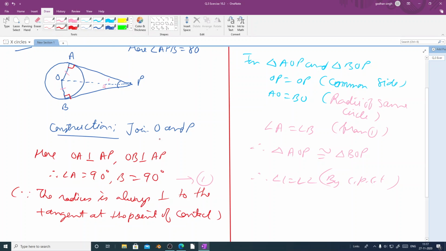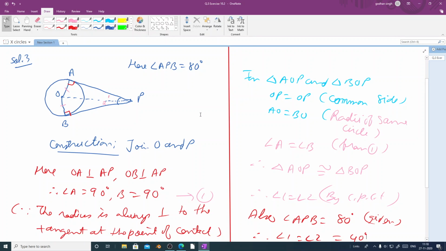Now, also what we have is angle APB is equal to 80 degrees, that is given to us. Therefore, angle 1 equals angle 2 equals 40 degrees. Here from the figure also we can see this combined is 80 degrees. So both will be 40 and 40 because they are equal. Angle 1 and angle 2 are equal, so both will be half of 80 degrees.